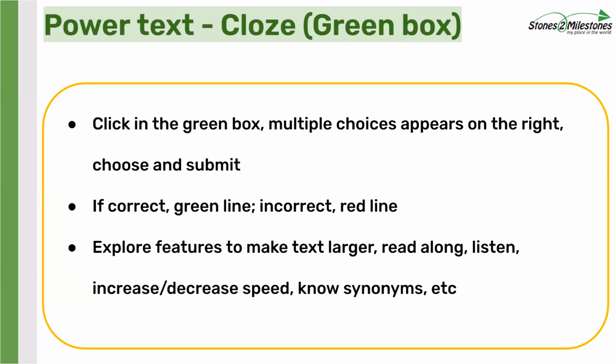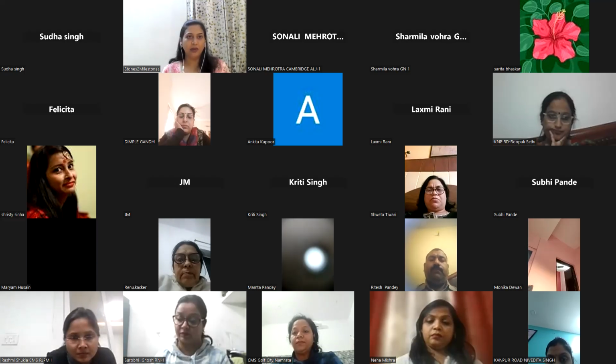So you have to choose the right answer. If your answer is correct, then a green line appears below the word. If the option that you chose was incorrect, a red line will appear to say that what you had keyed in is wrong. So this is one major difference between Power Challenge and Power Text.